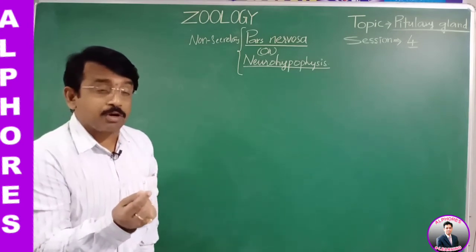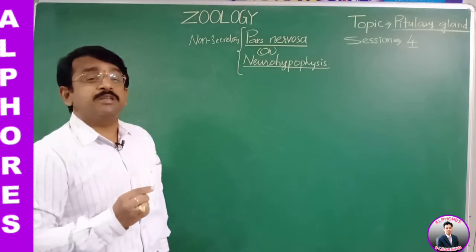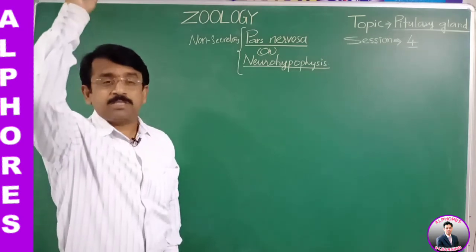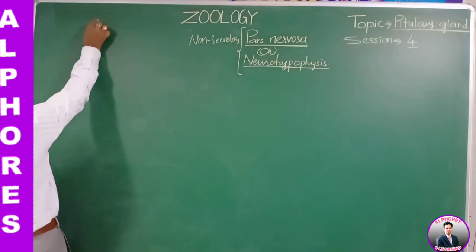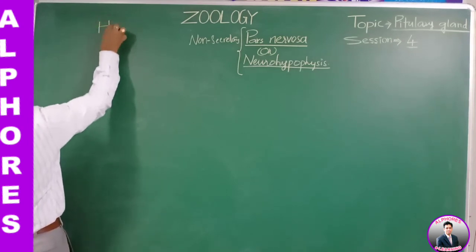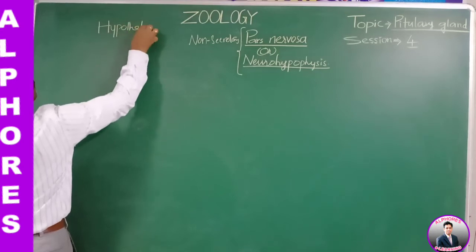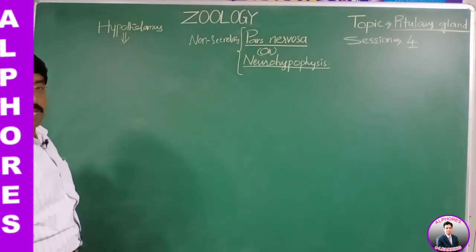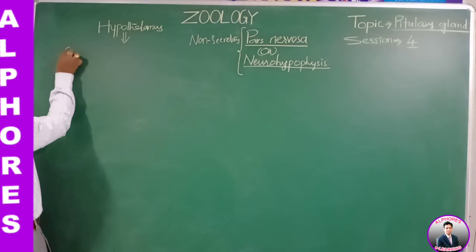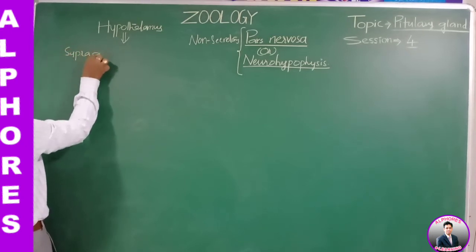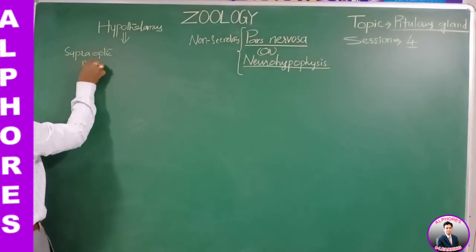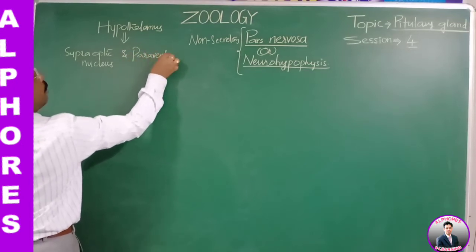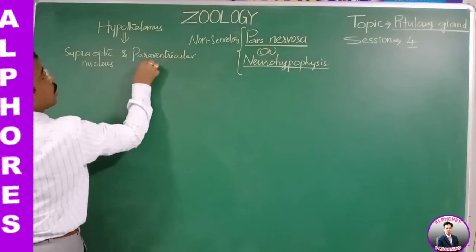Then how about ADH or vasopressin and oxytocin? Let me clarify: neurohypophysis hormones are in fact synthesized in the hypothalamus. We have discussed that the hypothalamus synthesizes hormones. In the hypothalamus, there are nuclei of neurosecretory cells named the supraoptic nucleus and the paraventricular nucleus.